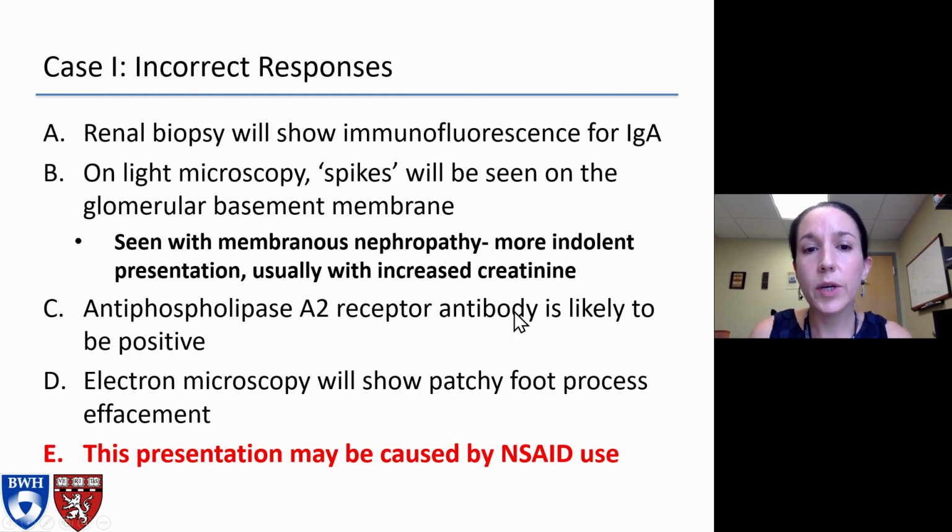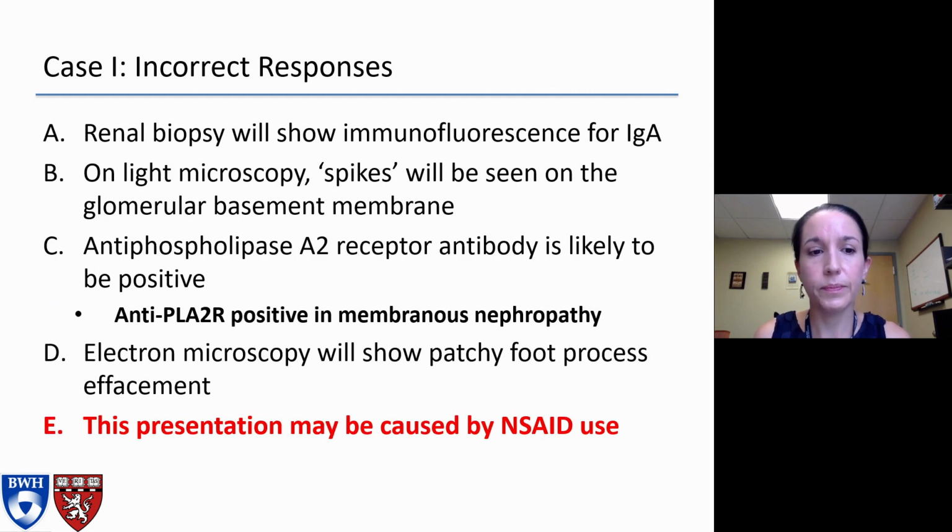So spikes in the glomerular basement membrane are associated with membranous nephropathy. And again, that tends to be a more indolent onset, and patients usually have an increased creatinine if they have this degree of proteinuria. So it doesn't fit that well with this condition. Similarly, antiphospholipase A2 receptor antibody is highly specific for primary membranous nephropathy. So that does not fit for this particular case presentation.